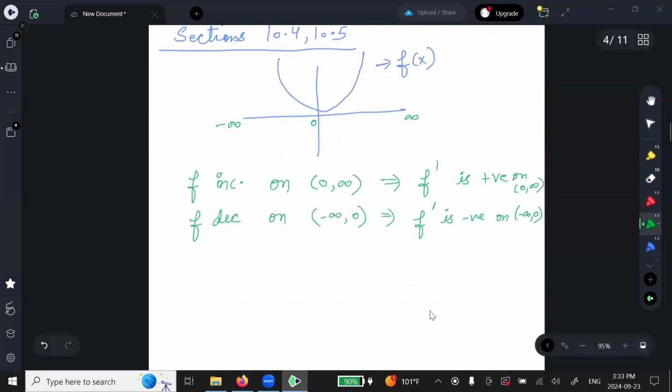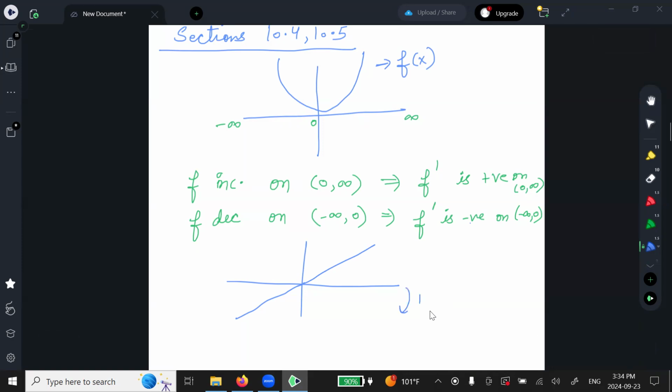In the exam, I will not ask you to graph, but this should give you enough idea. F prime is negative on that interval, which means f prime should be below the x-axis. And because f prime is positive, it should be above the x-axis. So it will just be an idea. You'll have to pick the correct graph from a bunch of options. That's it, right? Below the x-axis means negative value, and above means positive.